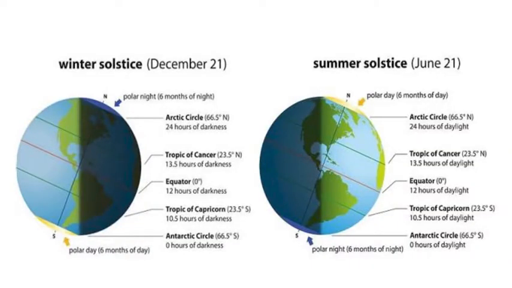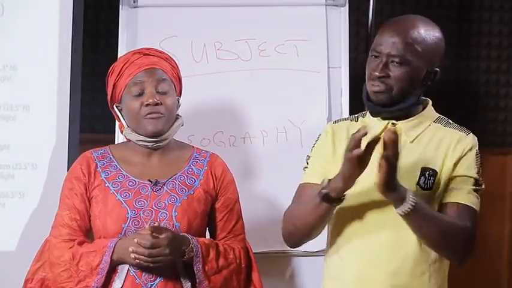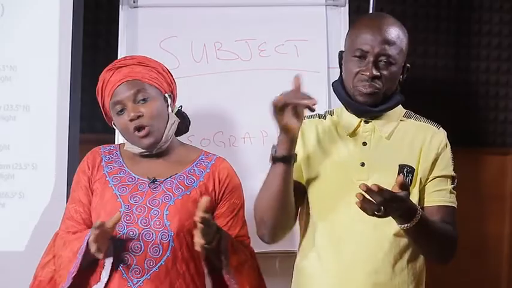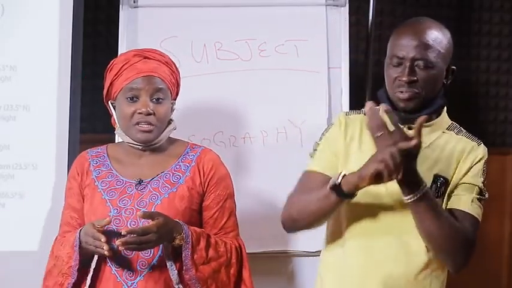Now, this is a diagram showing us the 2 different types of solstice, the winter solstice and the summer solstice. Sometimes, depending on which book you're using or what reference you're following, they might give you contradicting dates. You might have December 21st or 22nd. The same thing with June.